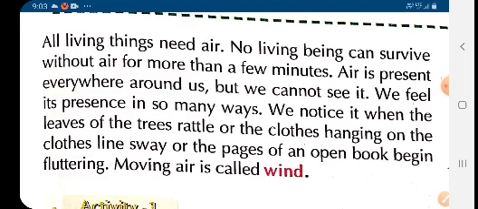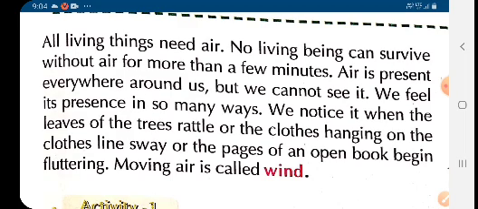We notice it when the leaves of a tree rattle or swing, a cloth hanging on the clothesline sways, or the pages of your open notebook flutter. Children, moving air is called wind. The same air, when it moves, is called wind. Wind is also very important.